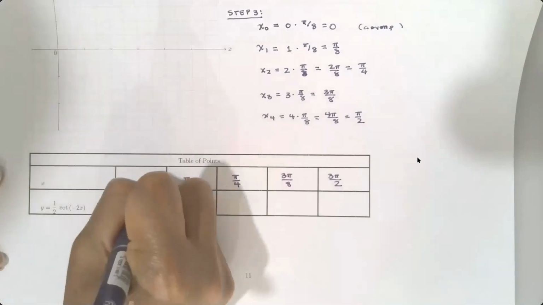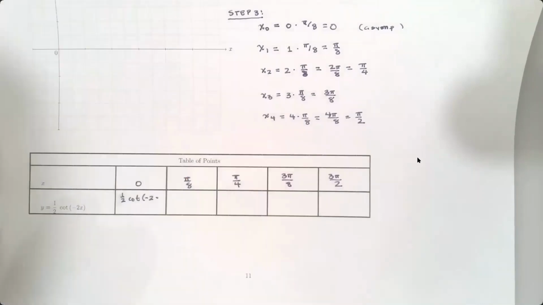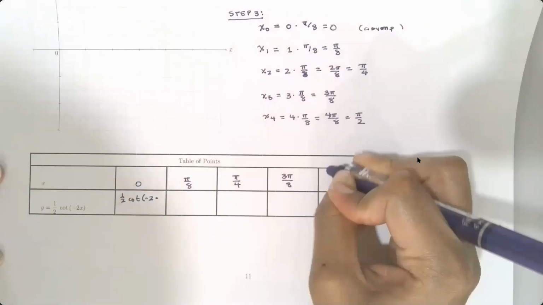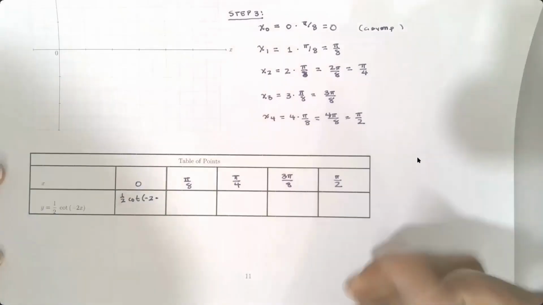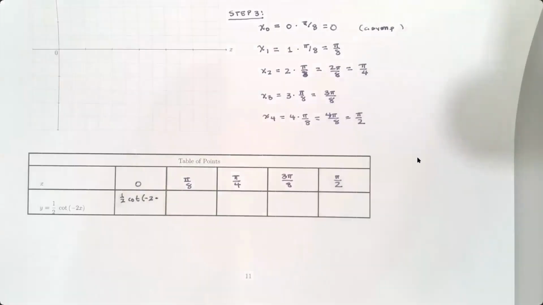Professor? Wouldn't the last number in the table of points be pi over 2? Yes, thank you. I don't know why I wrote 3 pi over 2. But you're absolutely right. It's pi over 2. Thank you.